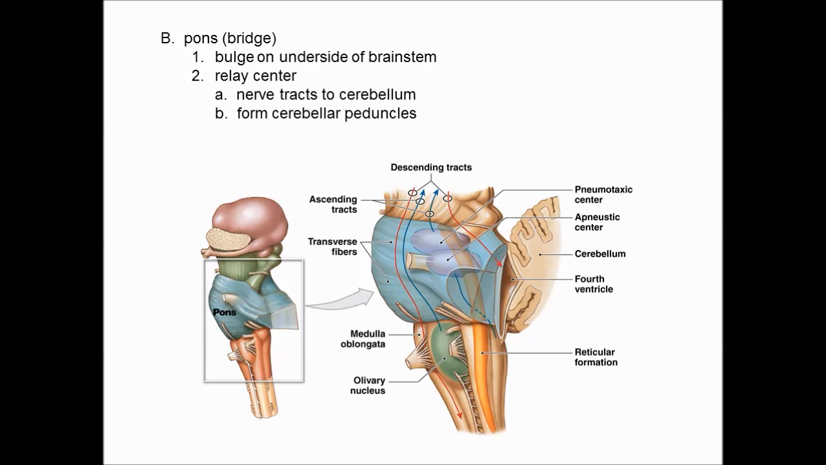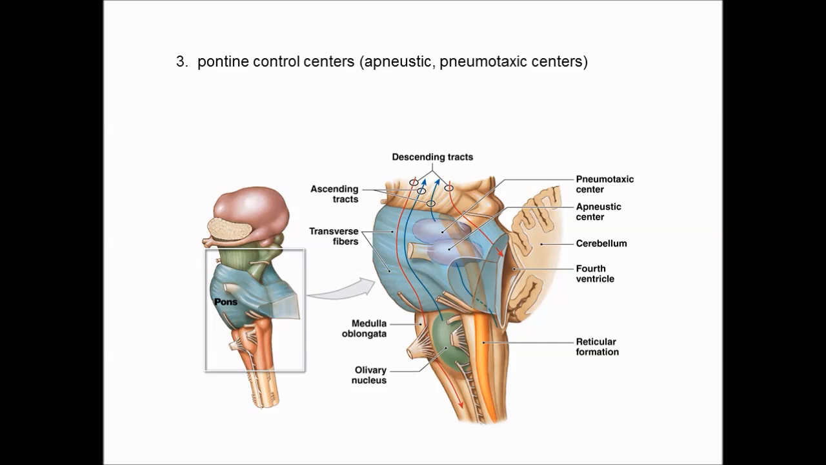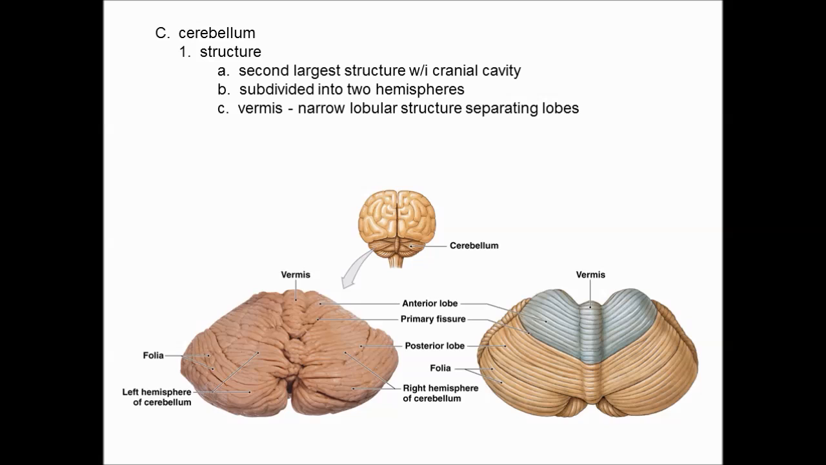Also in the pons are some control centers, just like in the medulla. Most of these are respiratory. The apneustic and pneumotaxic centers are both respiratory control centers that control our rate of breathing, and I'll save their function until we get to the respiratory system.